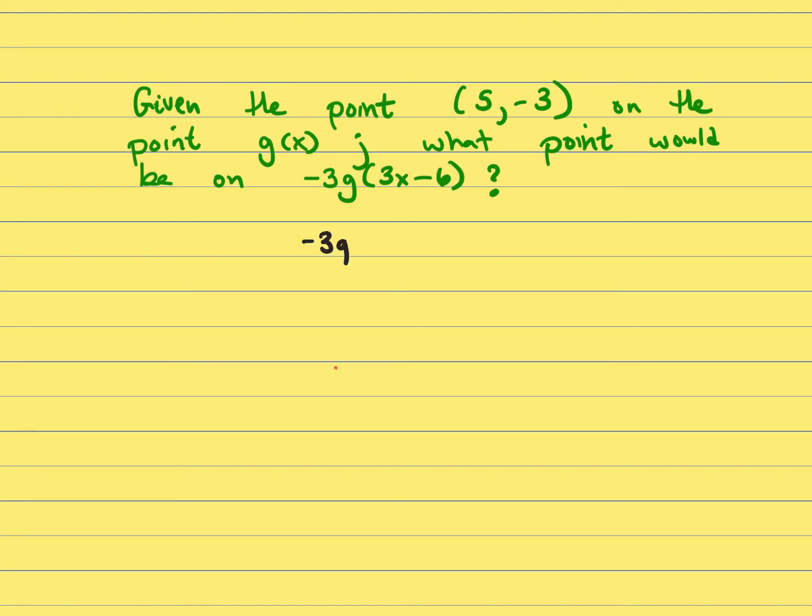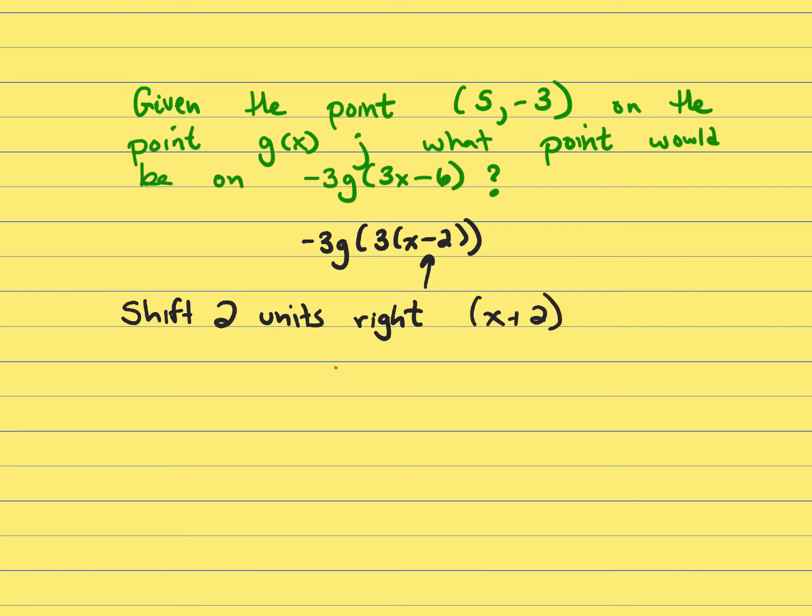So the first thing I want to do whenever I have a number in front of x, I want to factor it out, because that's going to allow me to get my shift correct. So if I think of the transformations, inside I'm going to shift right 2 units, because remember, it's always the opposite sign that way. So that's going to be the x's adding 2. I'm going to add 2 to all of the x's. In this case, I only have 1 point, so I'm going to add 2 to the x.